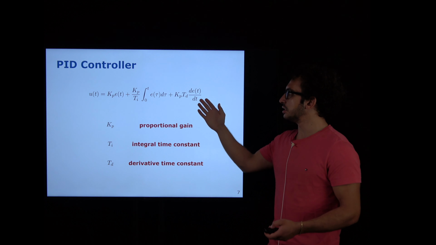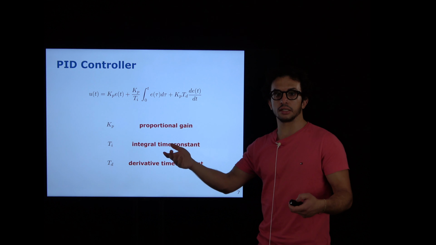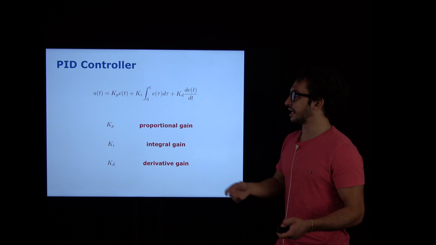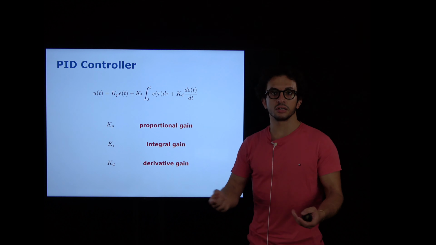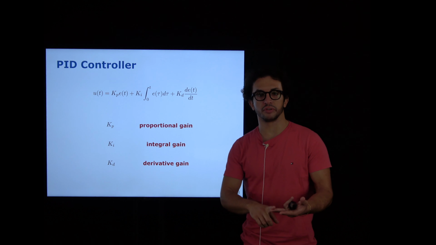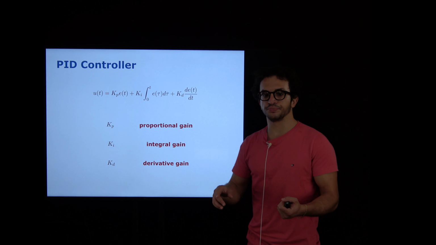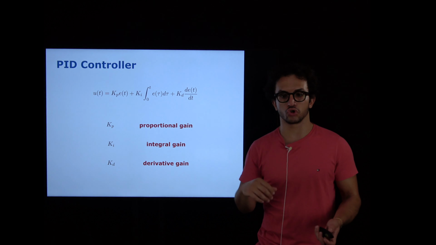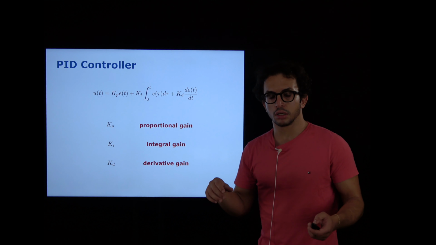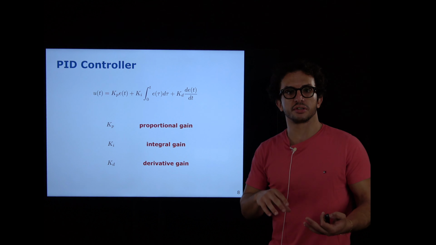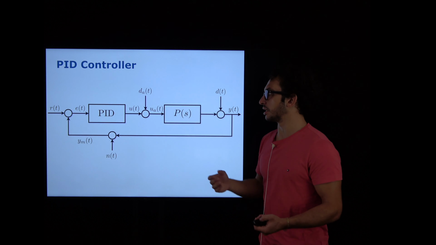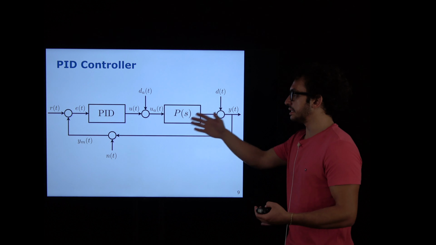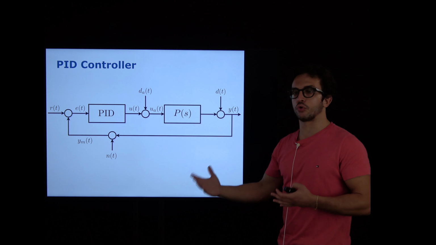Of course, we can rewrite this if we don't want to make everything depend on Kp and just say there are three gains. There's the proportional gain, integral gain, and derivative gain. So this is the generic shape of a PID controller. And when we insert it in our block scheme, this is how it looks like. And you can see it's basically everything that we've seen so far.